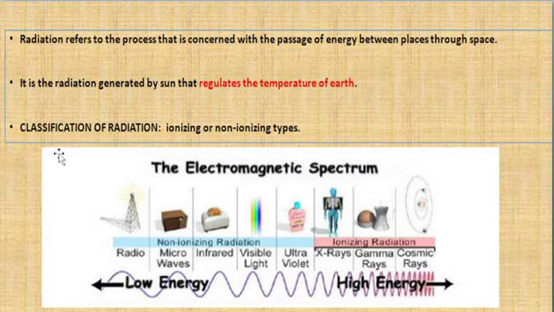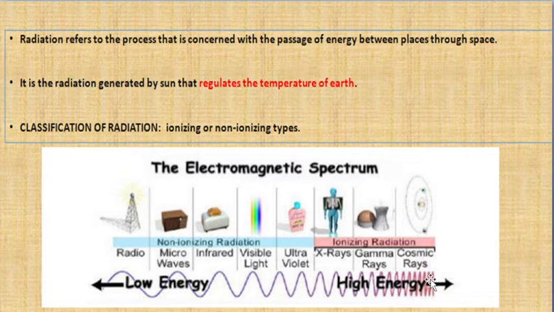so we can classify these radiations into two types. One is ionizing and non-ionizing type. Okay, here in the figure you can see that there are some ionizing radiations and some non-ionizing radiations are also there. Okay, so ionizing radiations are X-rays, gamma rays, cosmic rays.